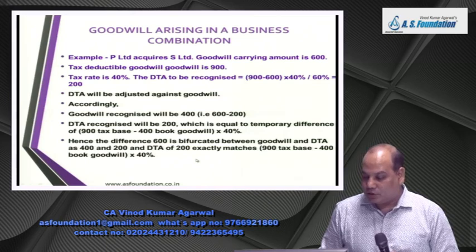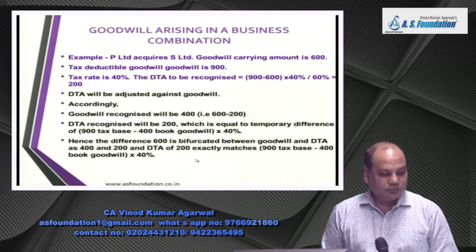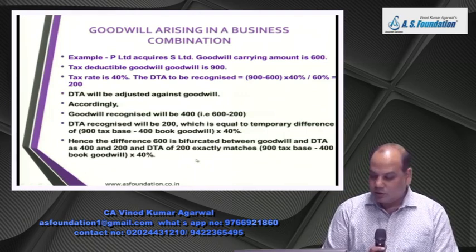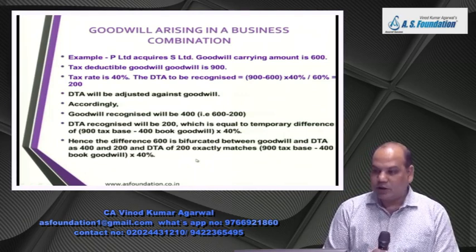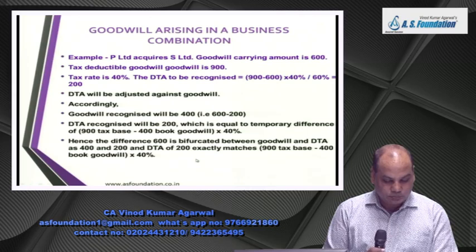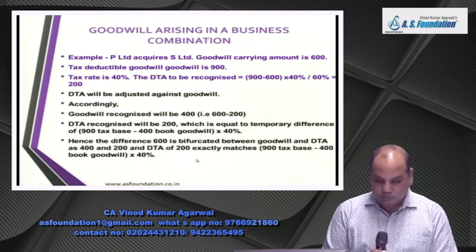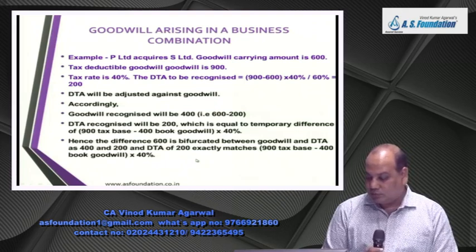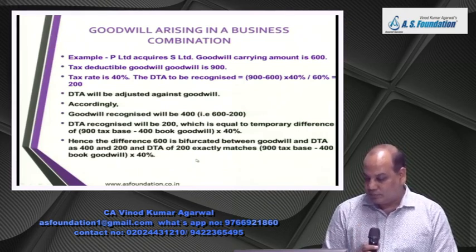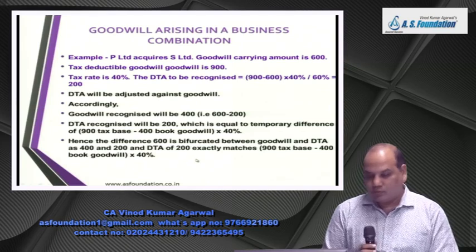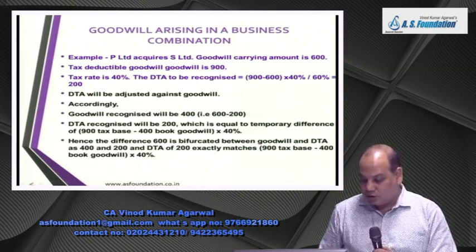Hence the difference 600 is bifurcated between goodwill 400 and DTA 200. Just write this much.